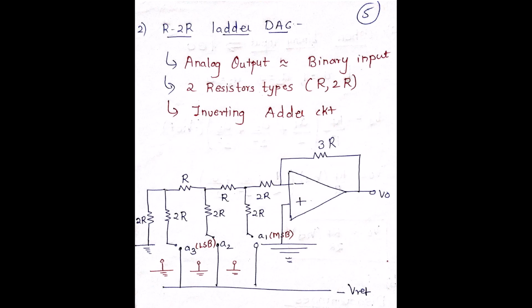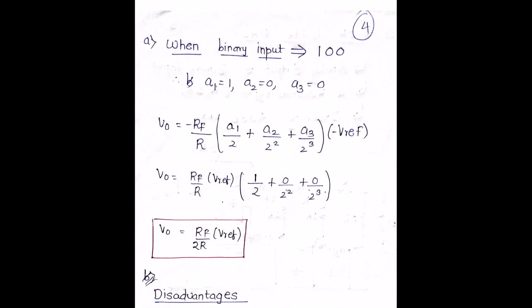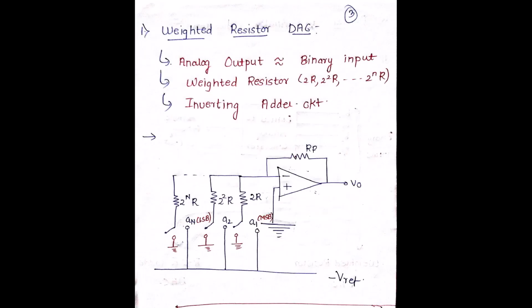So the next topic that we'll be covering today will be R2R ladder DAC. We have already covered in the last class another kind of DAC called the weighted resistor DAC. As you can see over here, it is already uploaded in my YouTube channel playlist for digital electronics. You can go and watch it from there.